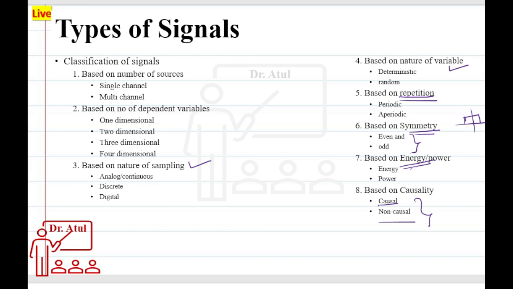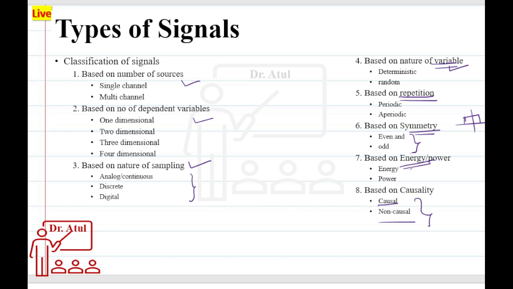So the first kind of topic in this classification is based on the number of sources. Second is based on the number of dependent variables, and third one is based on the nature of sampling, whether the sampling is continuous or discrete. Fourth one is based on the variables, whether the variable is deterministic or random, and fifth one is based on the repetition.